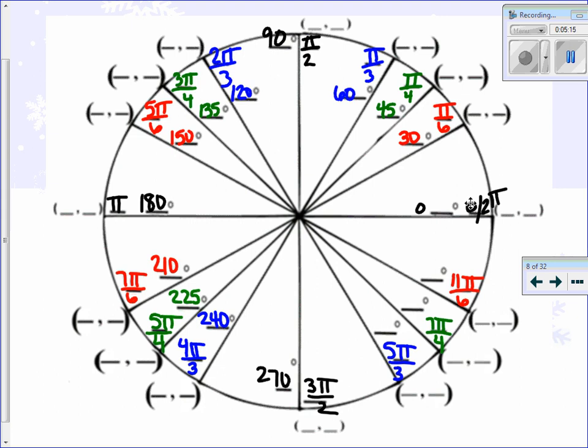Big gap, add 30, 300. Little gap, add 15, 315. And little gap, add 15, 330. And then we're back at the beginning, which is actually 360. So there is our degrees and our radians.